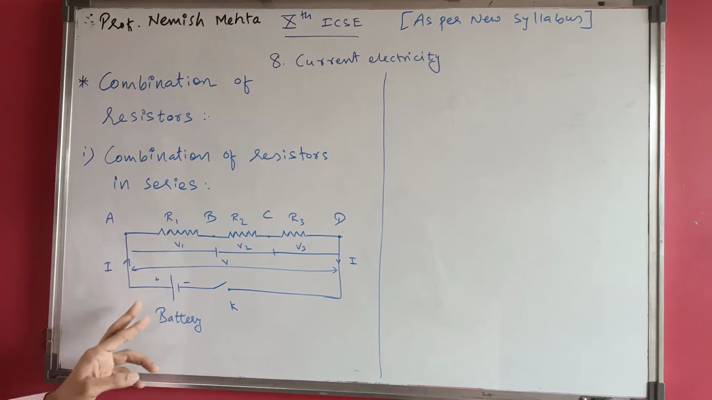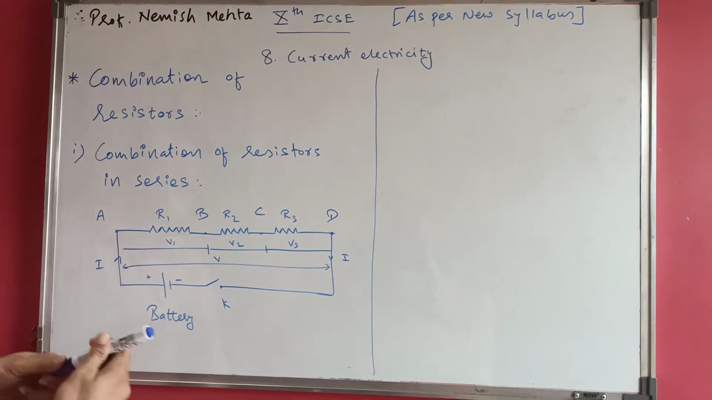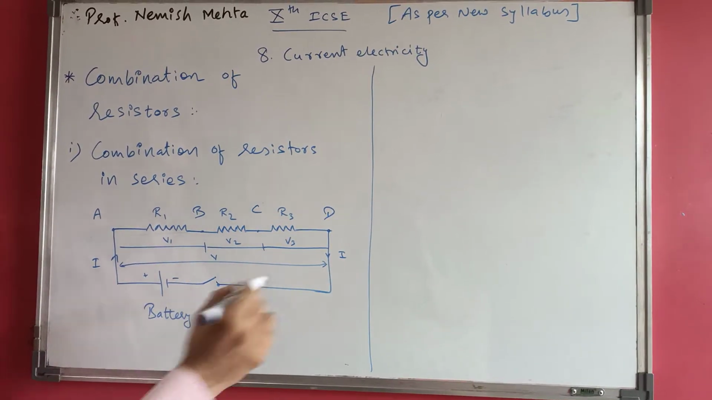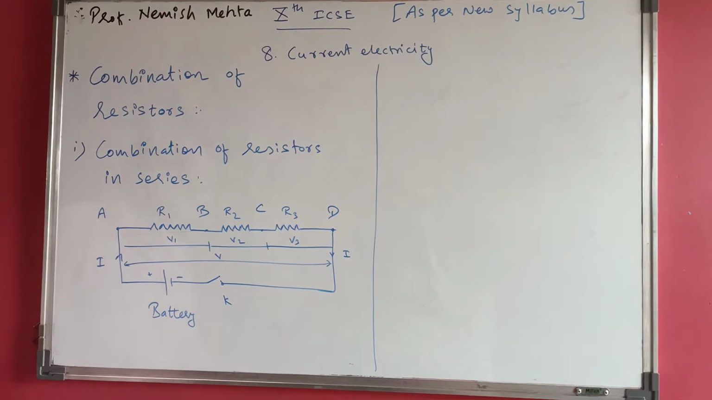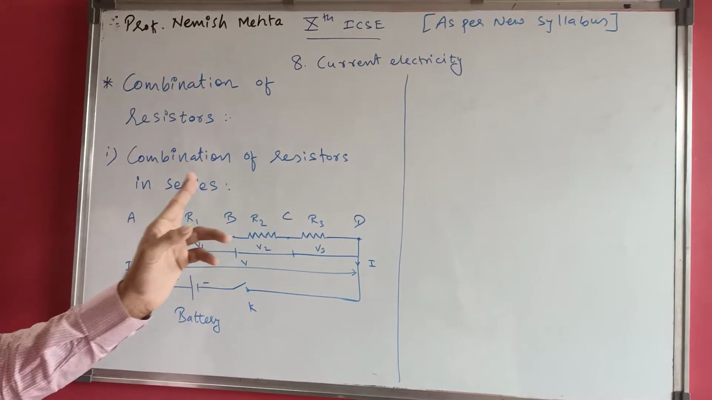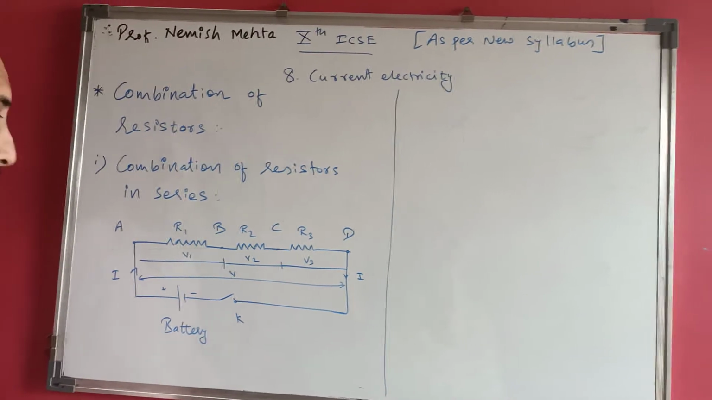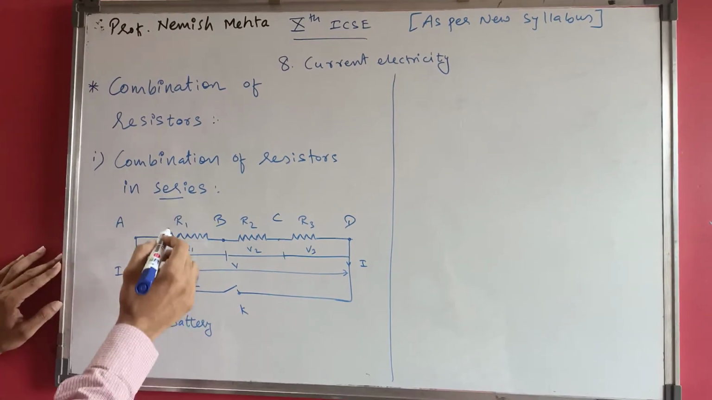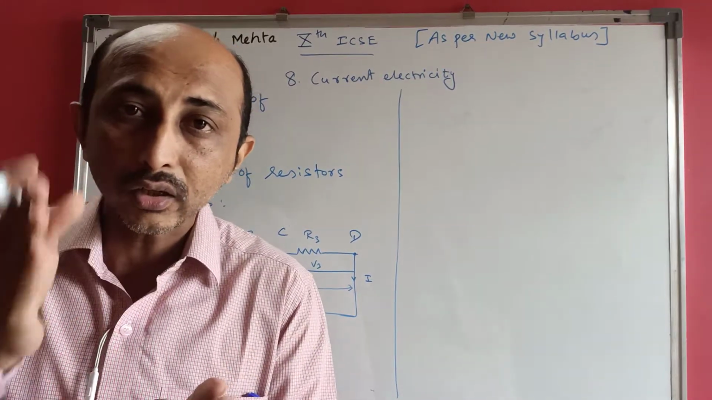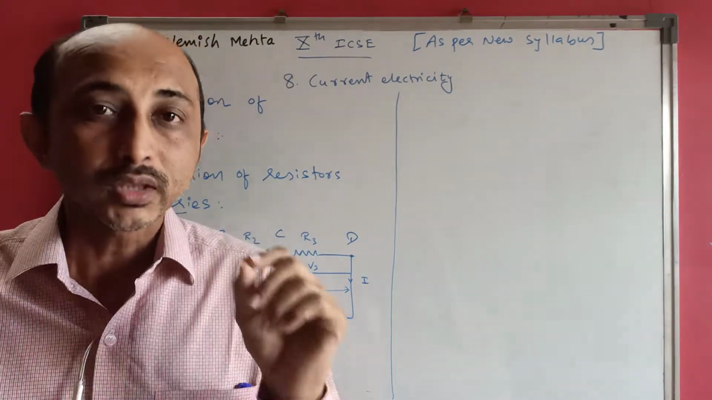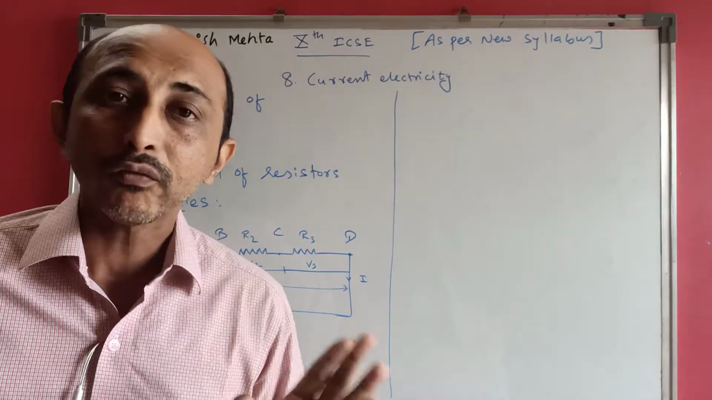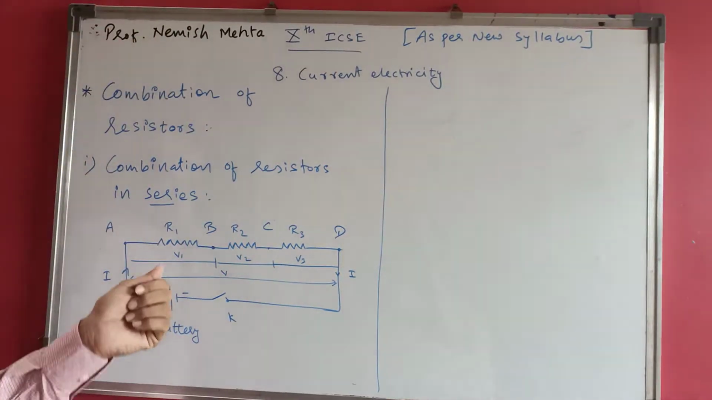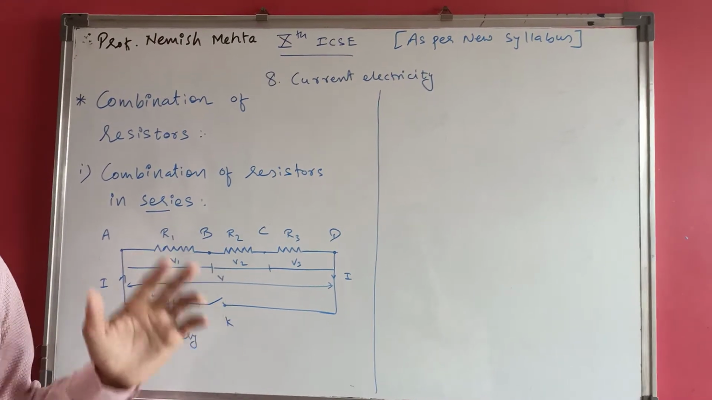Getting it? Current is moving. This is battery. This is switch. When the switch will be on, current will flow through all the resistances and it will be equal. Current will be I only. The same amount of current will flow through R1, R2 and R3. Very important. They are connected end to end. In series combination, all the resistors are connected end to end. That is one after the other. That means the same amount of current will flow through all the resistors which are connected in series. But the potential difference across them will be different.